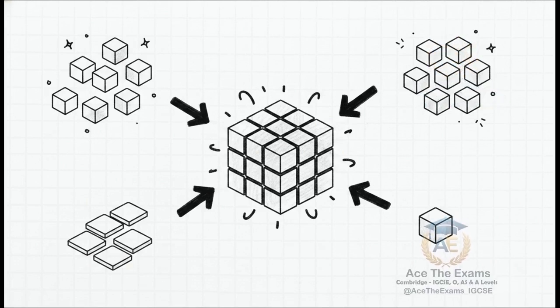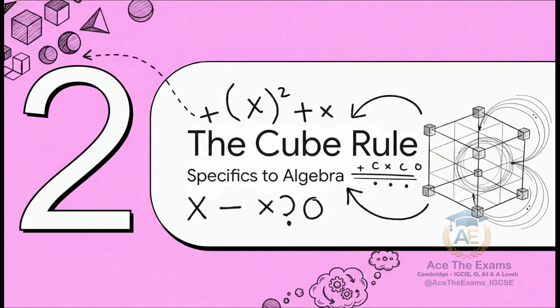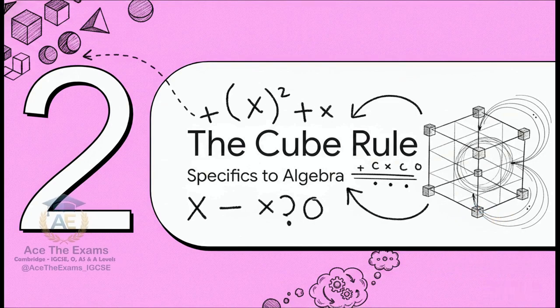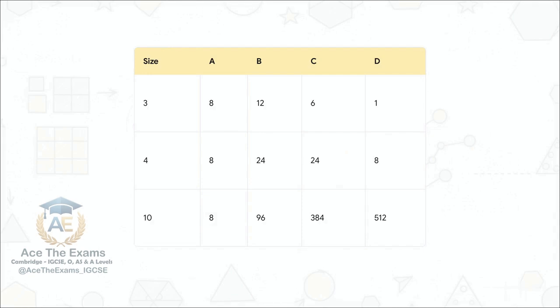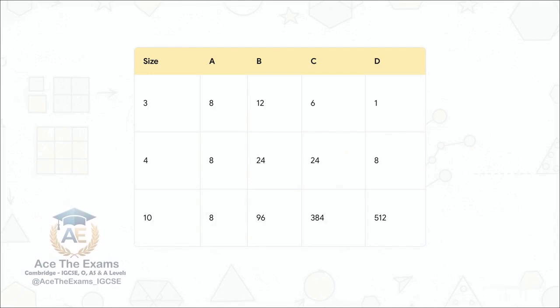Okay, let's keep hacking this problem. We are moving into phase 2, formulating the cube rule. This is where we transition from specific, concrete numbers into generalized algebra. This is where the command word changes from calculate to investigate or show that. Top Cambridge students know that a table is a goldmine for marks. When you are given a pattern, map it out.